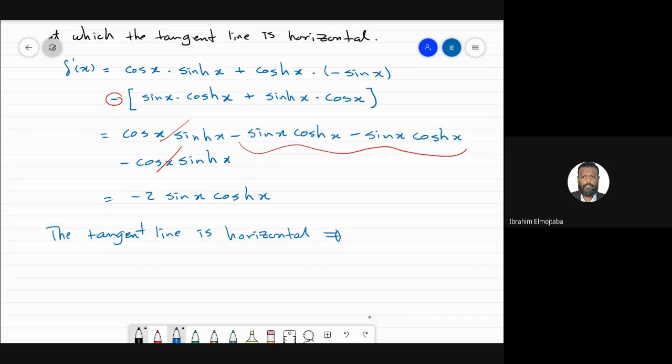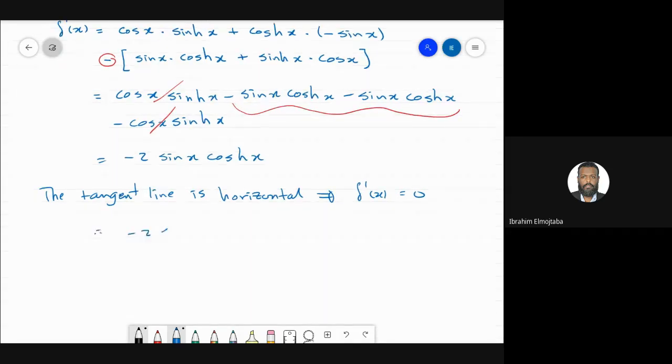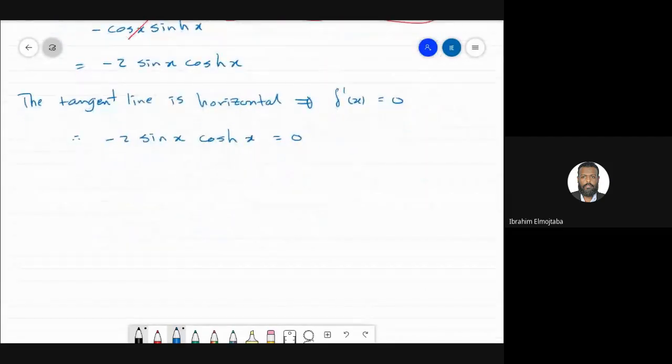That means f dash of x equals 0. So we solve minus 2 sine x hyperbolic cosine x equals 0. We want to solve this equation.